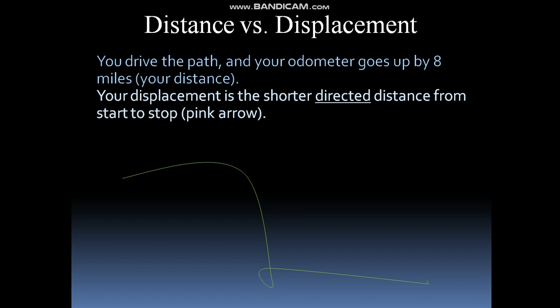So when you drive in such a path, then your odometer, let's say, will give you your distance, but your displacement is the shortest directed distance from start to stop. So just see, this arrow indicates the displacement, whereas that zigzag path was the actual path traversed by you. So the arrow is displacement, that means the shortest distance along with the direction, whereas the zigzag path is the path covered, the distance, no direction involved in it.